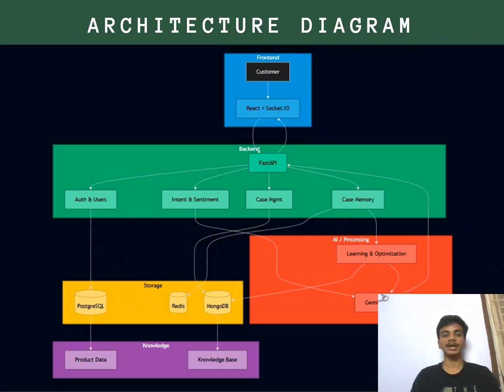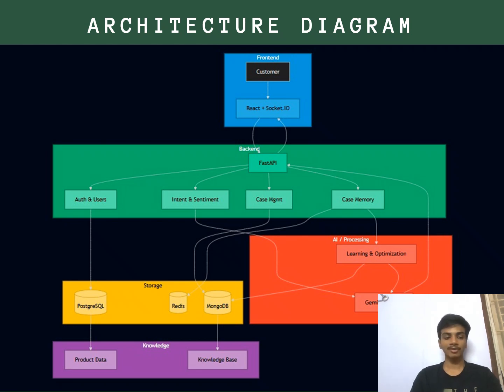This is the architecture diagram of our project. In the front end, we have used React for building a beautiful user interface and Socket.io for real-time communication between the user and the backend. We have connected our front end to the backend through FastAPI. In the backend, we handle customer authentication and their profiles. Next, we understand the emotional tone of the message, that is intent and sentiment analysis. Next, we manage the ongoing conversation of the support case, that is case management. Next, case memory remembers the past interactions for context continuity.